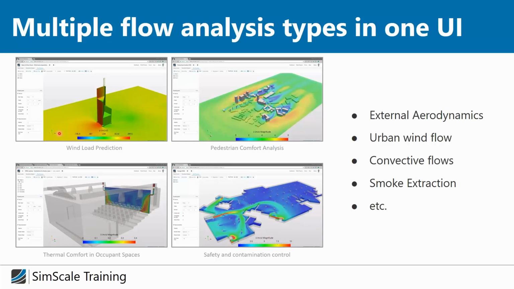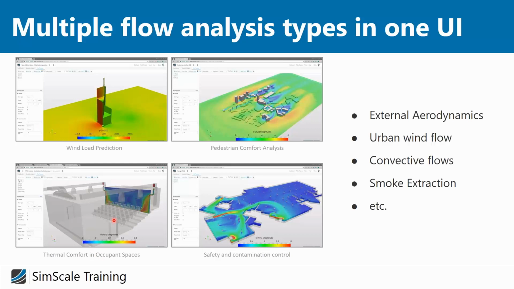So, for example, wind load prediction on a skyscraper, where you need to get to know about the forces which are acting on your building. But you can also do a pedestrian comfort analysis of a whole city, for example, if you want to judge which is the best orientation for a new building.